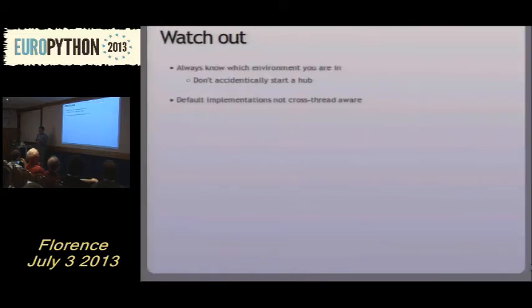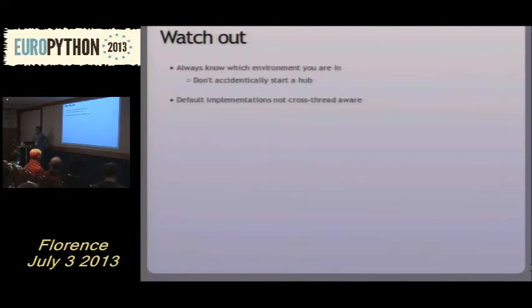What I said earlier, you want to watch out. You always want to know which environment you're working in, whether you're working in a greened environment that's running on an Eventlet hub, or whether you're working on a real thread. If you start calling Eventlet calls in the real one, you're going to start a new hub in that thread. Might not have been what you wanted. Other stuff might start to behave differently. So keep track of which environment you're working in.